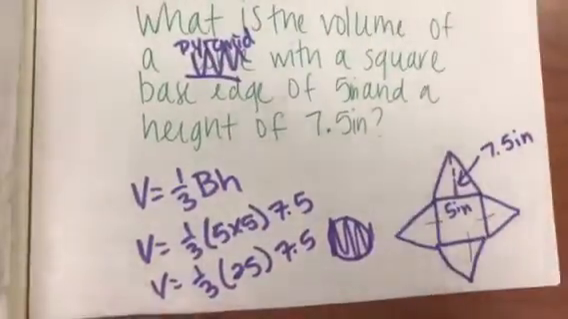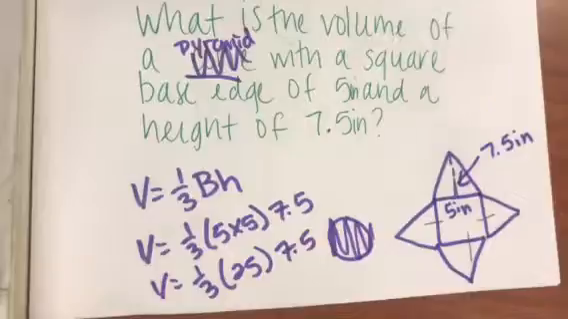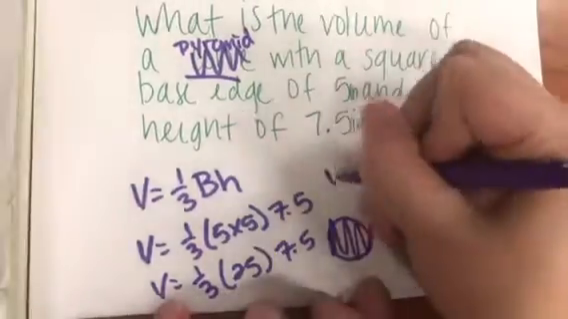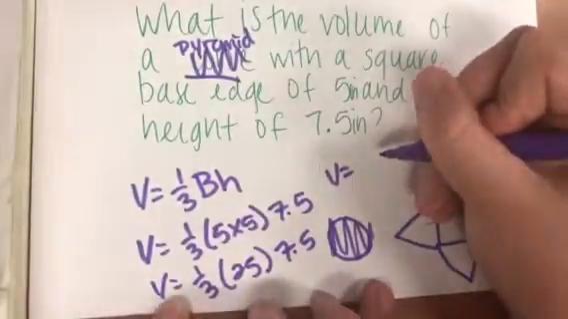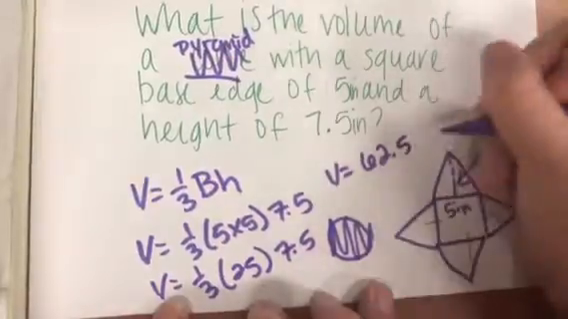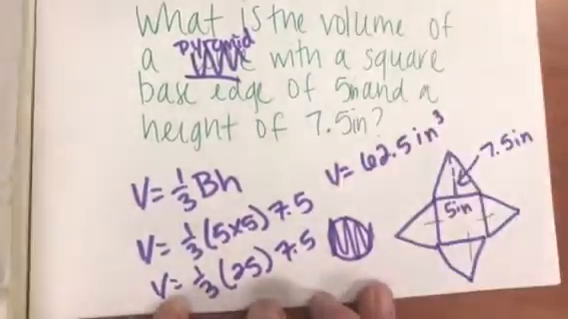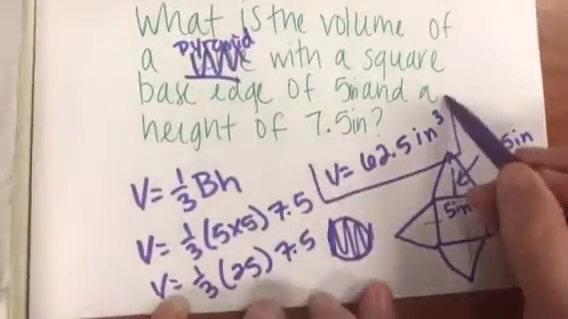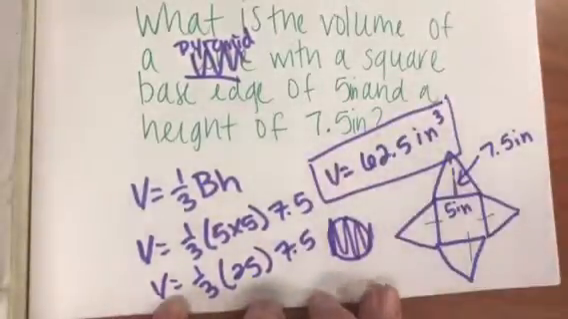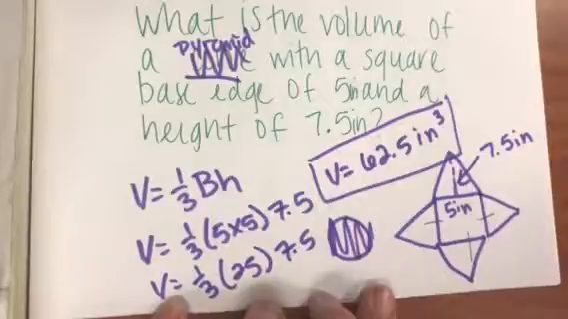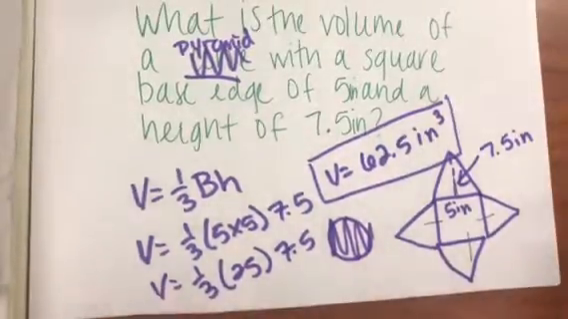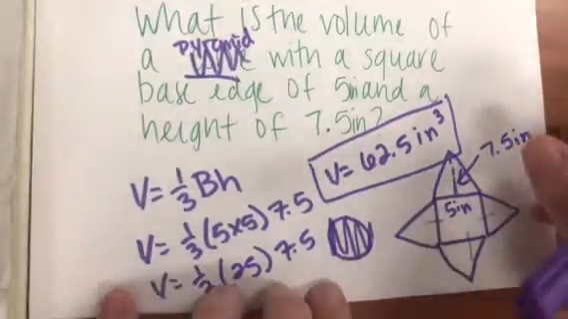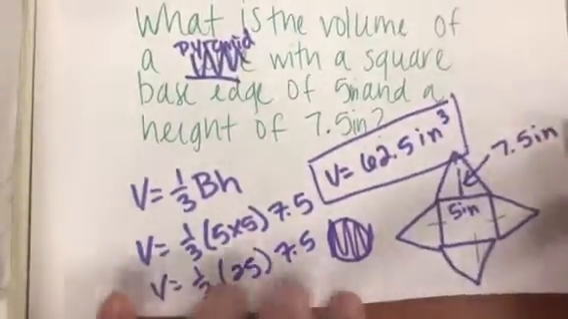So basically we have 1/3 times 25 times 7.5. You guys are lucky you get a calculator, so our volume is 62.5 inches cubed. I'm checking my work to make sure. What do you think? Are we right? He's nodding his head. He doesn't want to say anything anymore. Are we right? Yes. There we go. He's like, I'm just going to say yes right now. Okay, so that's it. That's all we have to do for volume.